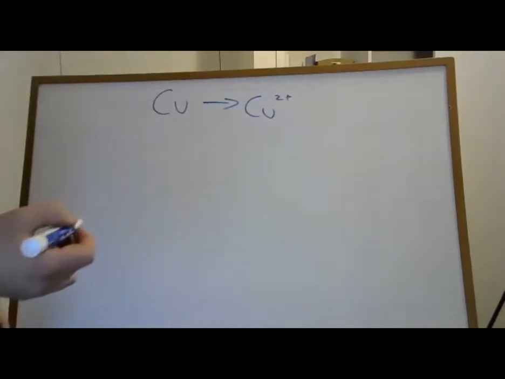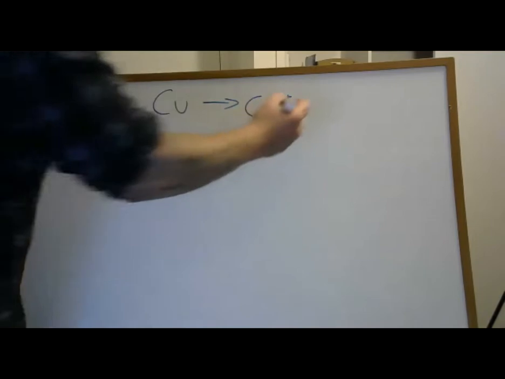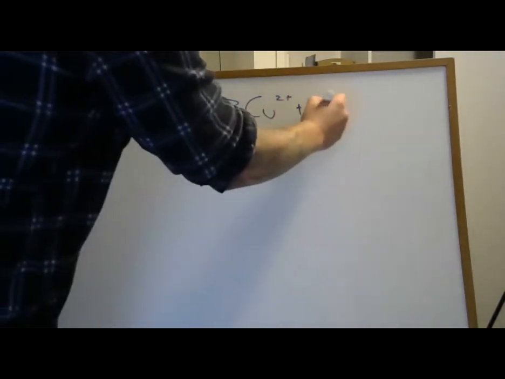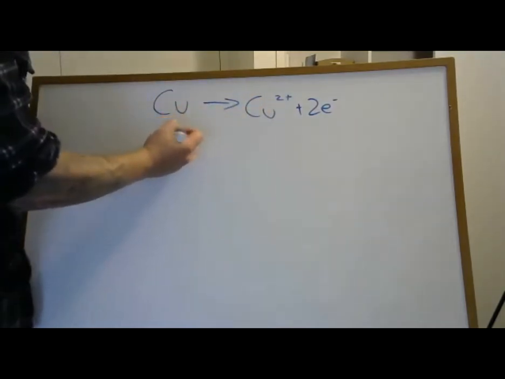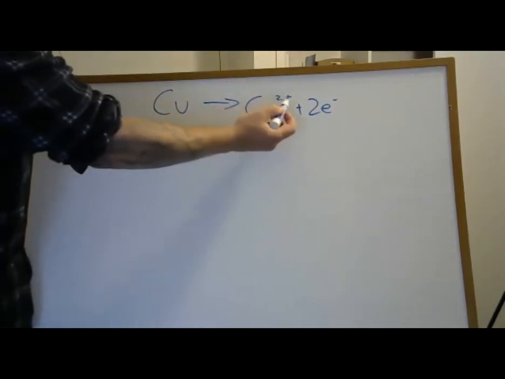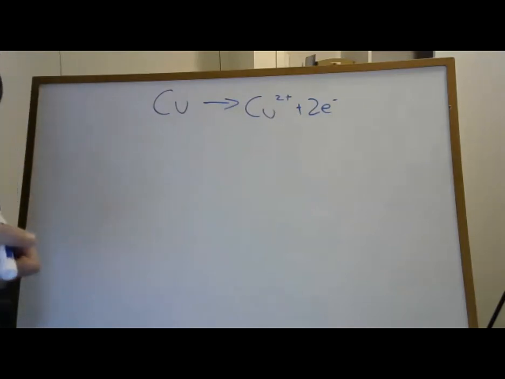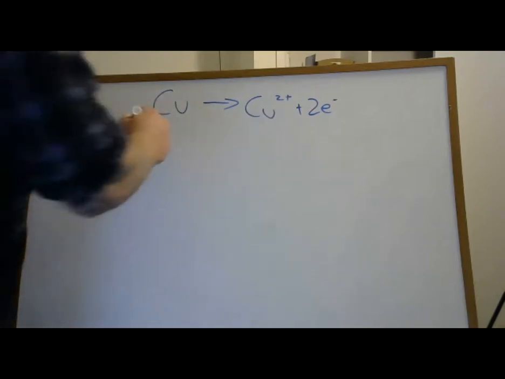So we simply add two electrons. So now it's balanced because there's 1 copper on each side and the charge balances. So we then have HNO3.